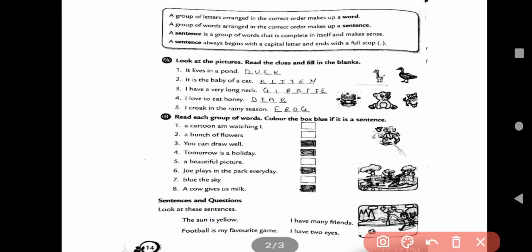And the next, a beautiful picture. No, this is an incomplete sentence. Okay, and the next, Joe plays in the park every day. Yes, this sentence has a meaning. Joe plays in the park every day. You will color it. And the next, blue the sky. No, this is also a phrase. Next, a cow gives us milk. Yes, good. This is a sentence. Okay, now move on.